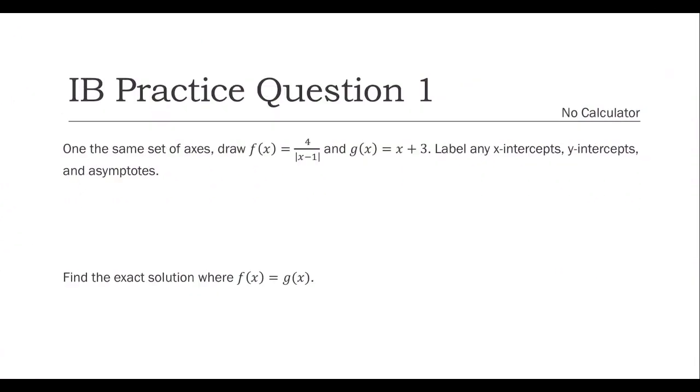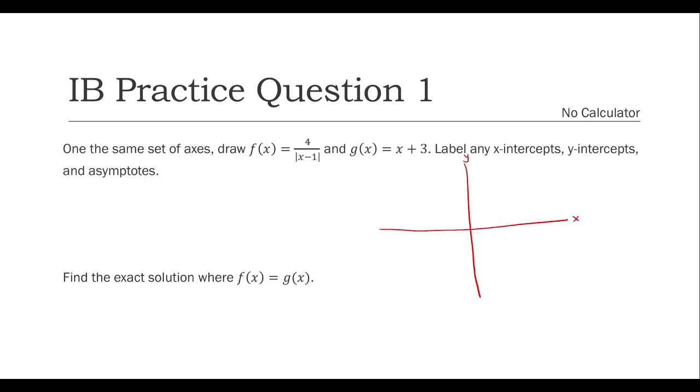So here we have our first IB practice question. It says on the same set of axes, draw f of x equals 4 over the absolute value of x minus 1 and g of x equals x plus 3. Label any x-intercepts, y-intercepts, and asymptotes. So we'll draw our x and y axis.